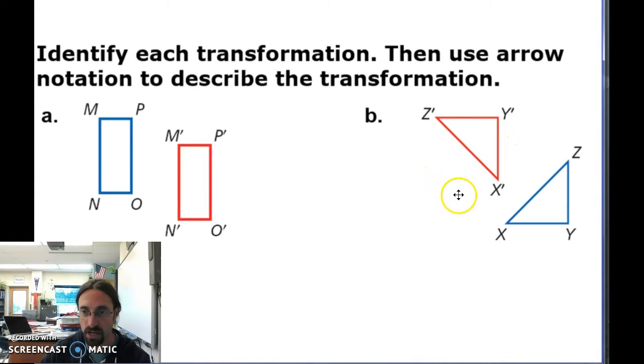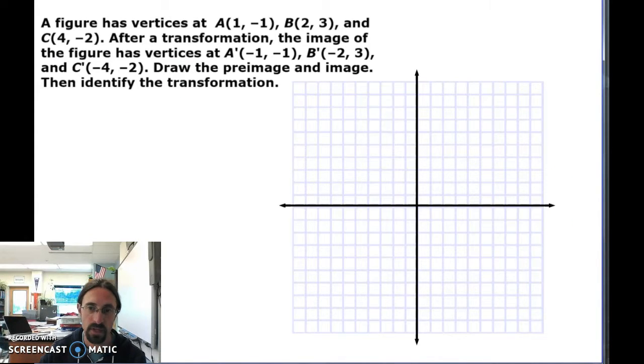In this picture here, what's clearly happening is a counterclockwise rotation, or a 90-degree rotation counterclockwise, right? And you'd say x, y, z goes to x prime, y prime, and z prime. Now, here's a problem that you'll see, and you'll want to graph this on the Cartesian plane.